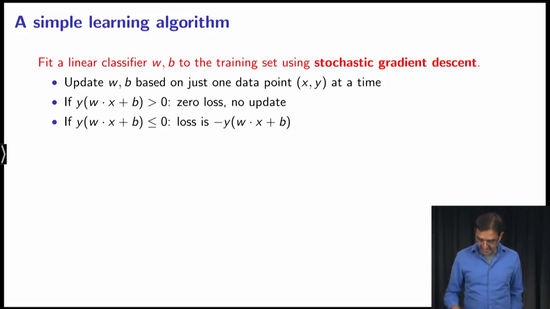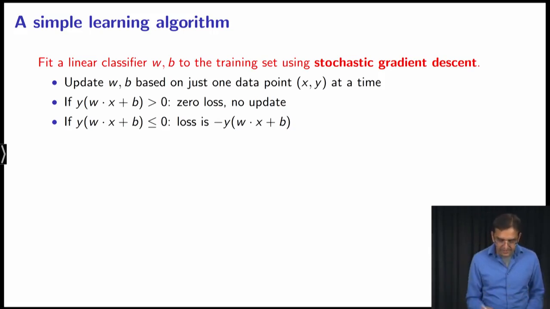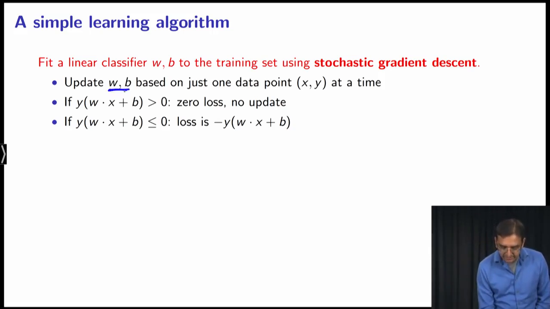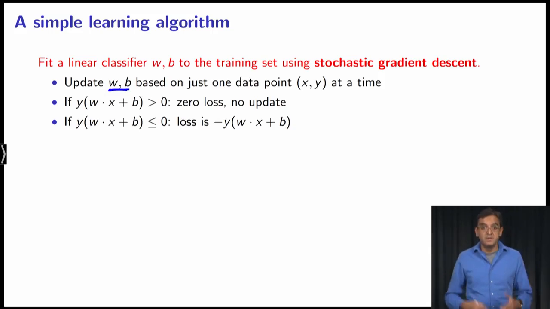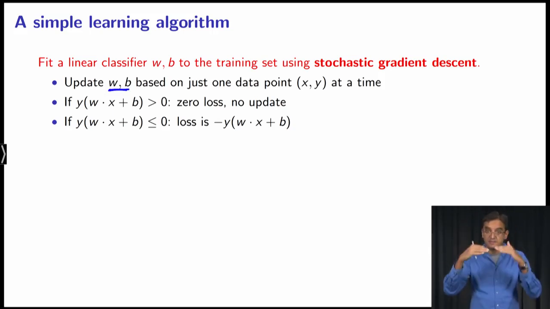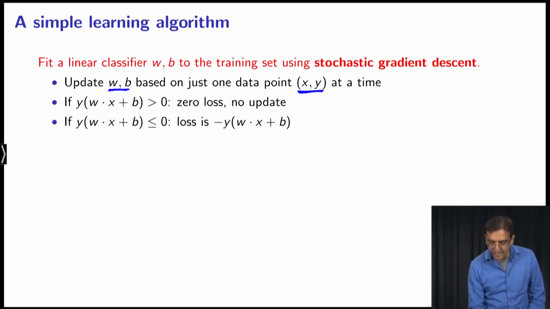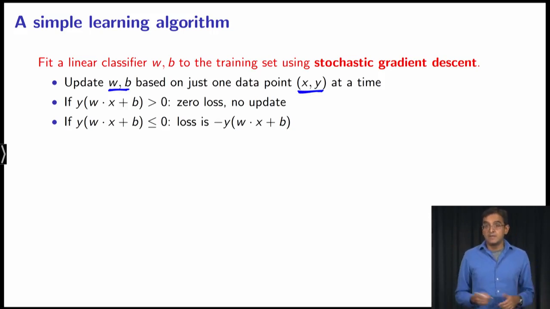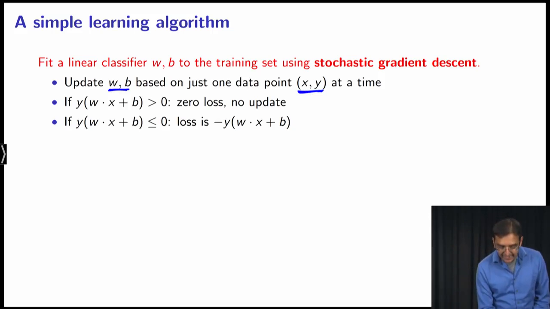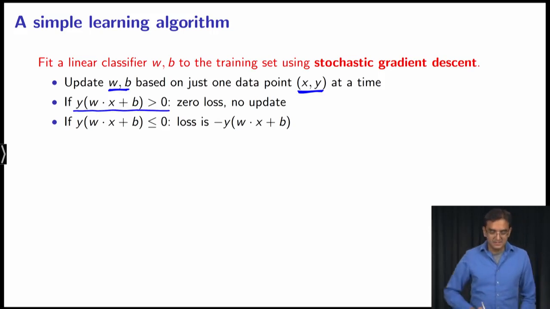So let's work that out. We have our current guesses, w and b. A new data point arrives, the next on the list. That's some point x, y. What's our update going to be? Well, let's say we actually get x and y correct. So let's say y times (w dot x plus b) is greater than 0. In that case, the loss is 0, and the derivative is 0, so there's no update.